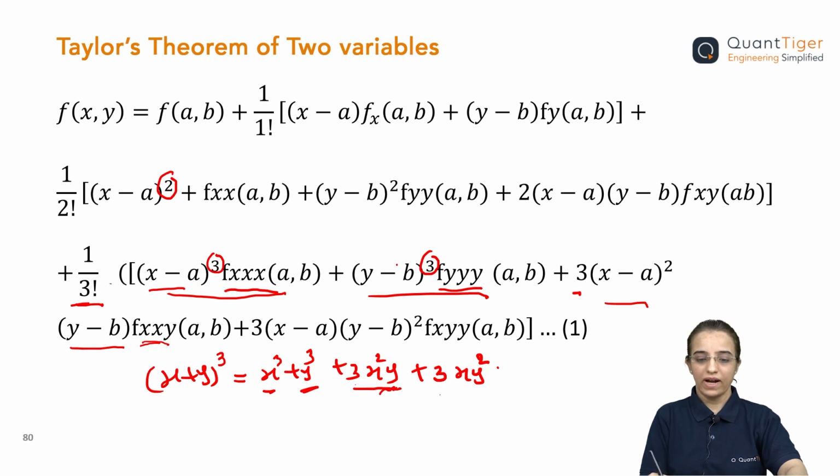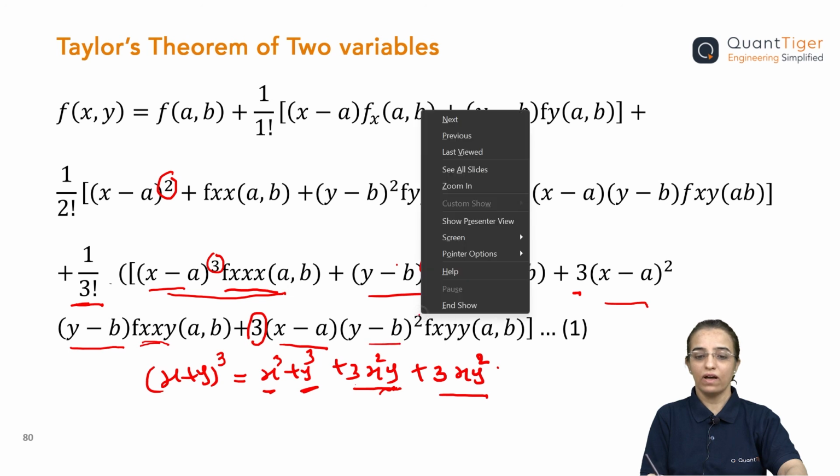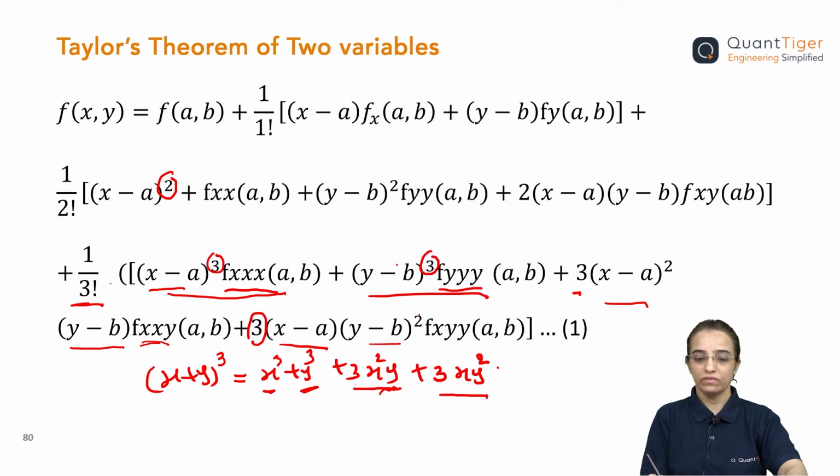Now look at the last term here, 3xy square. Here 3x, x minus a we wrote, and y square, so the bracket of y minus b is squared, and this is f xy. Now we have to differentiate it again with respect to y. So x is there only once, y is written twice, so xyy. So this is how we can remember this third term also, and the further terms we can write accordingly.